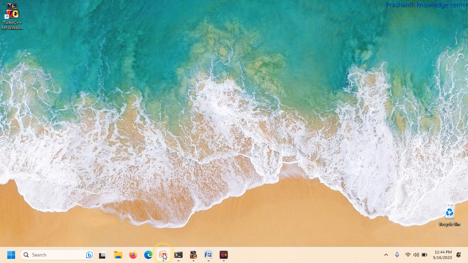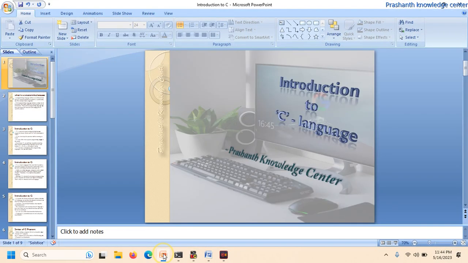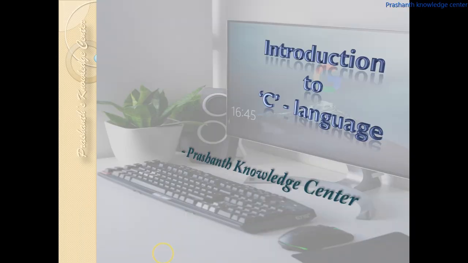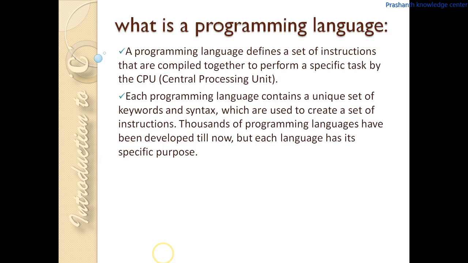Here, now we will learn about the programming languages, that is C programming. For example, before going to C language, first of all let us learn what is a programming language. Actually, a programming language is defined as a set of instructions that are compiled together to perform a specific task by the CPU.